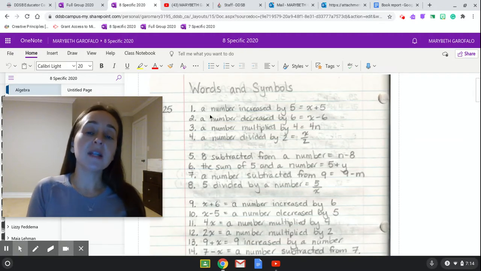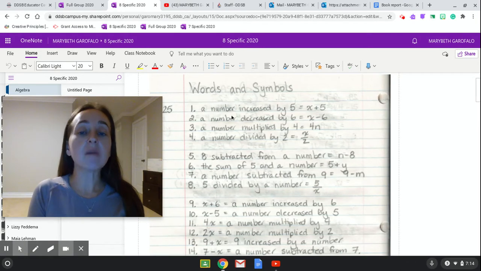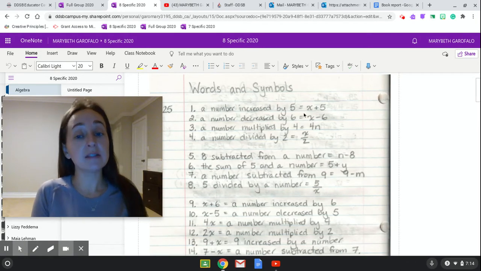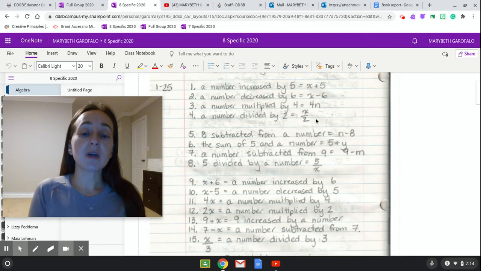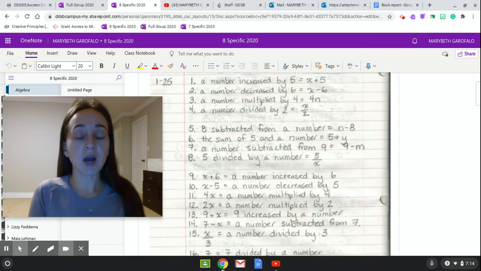So, for question one, in the textbook, it said a number increased by 5, and then I wrote the equal sign, and then I wrote x plus 5. So I did that for each question to get maximum value out of the material. There's one that I wanted to point out to you.